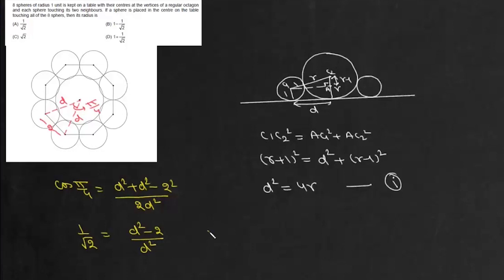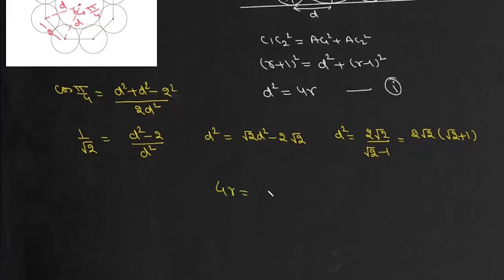Now we can simplify this as root 2 d square minus 2 root 2, or basically d square is 2 root 2 upon root 2 minus 1. Now if we rationalize this, it will be 2 root 2 into root 2 plus 1. Now d square is equal to 4r. So if we equate d square with 4r, we get 4r equals 2 root 2 into root 2 plus 1. Now 2 root 2 and 4 will cancel, so it will be root 2 here. Then this r will be 1 plus 1 by root 2.